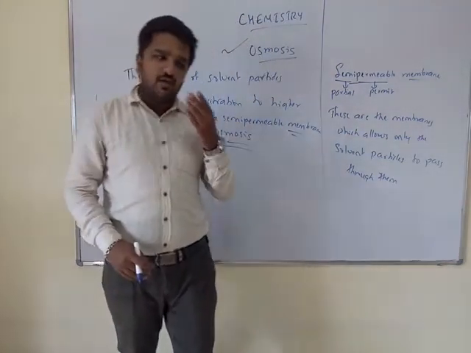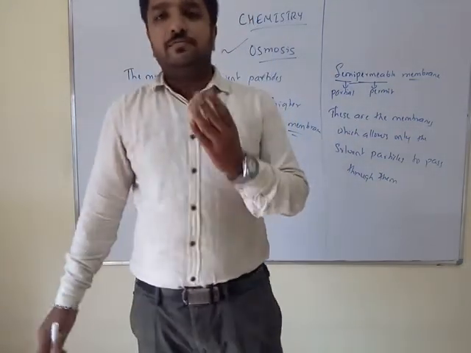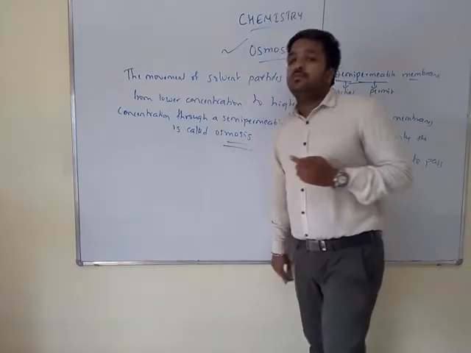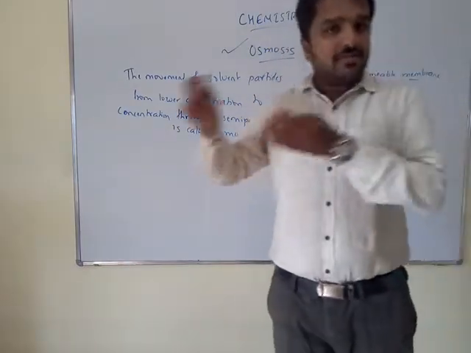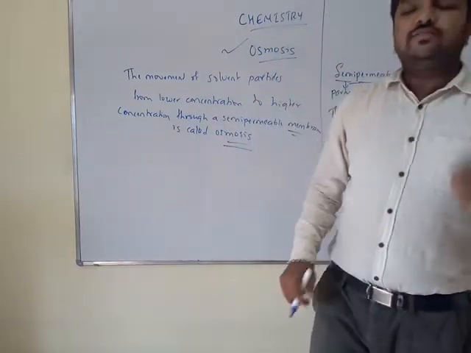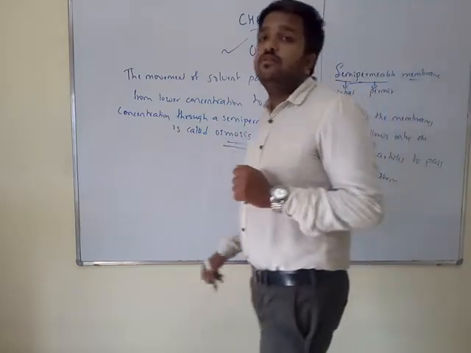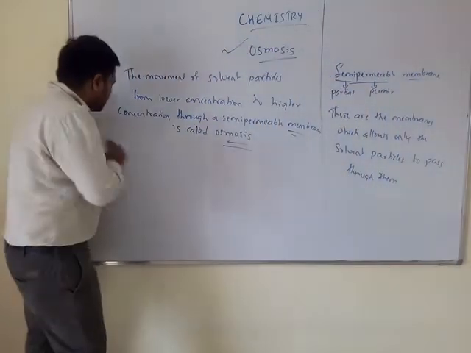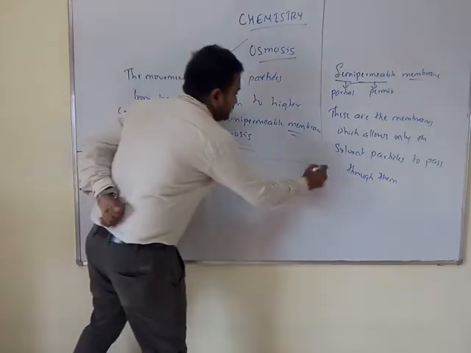So you got the definition of semi-permeable membrane. These are the membranes which allow only the solvent particle to pass through them. And coming to osmosis, the movement of solvent particles from lower concentration to higher concentration through a semi-permeable membrane, we call it osmosis. Now let us look at the osmotic pressure.